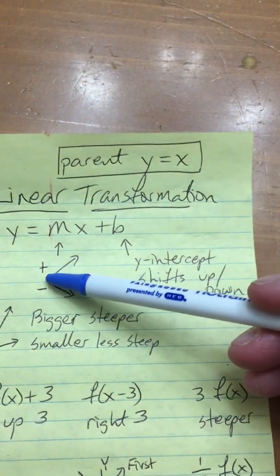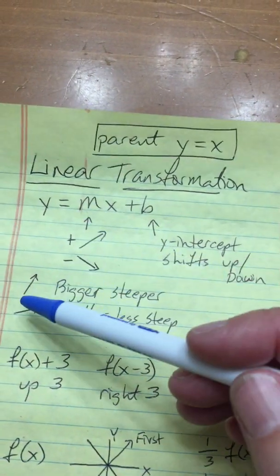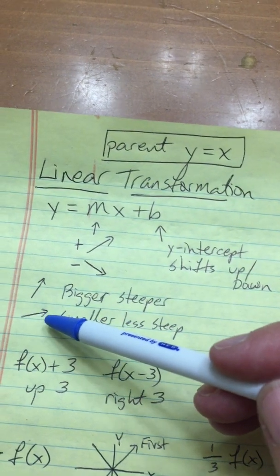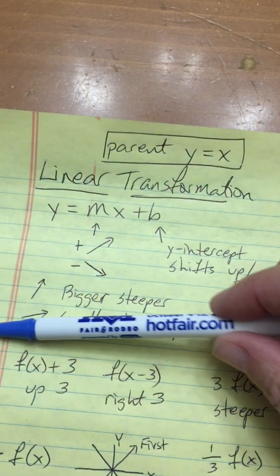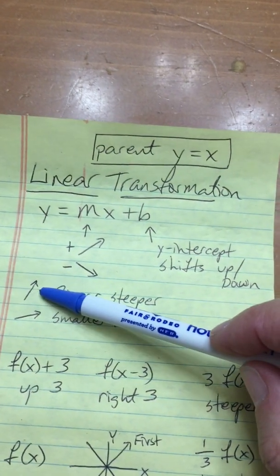So if it's a positive number, it's going to go up. If it's a negative number, it goes down. If this number gets bigger and bigger, it's going to get steeper. If this number gets smaller all the way down to 0, it gets less steep. And then, of course, when it gets down to 0, it's perfectly flat. So smaller is flatter, bigger is steeper.